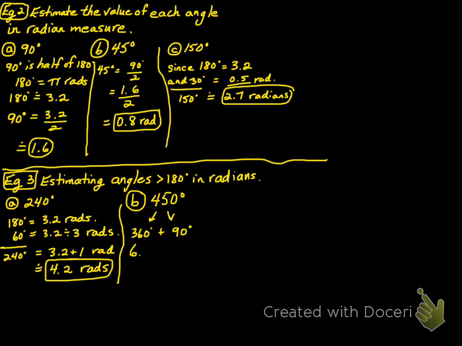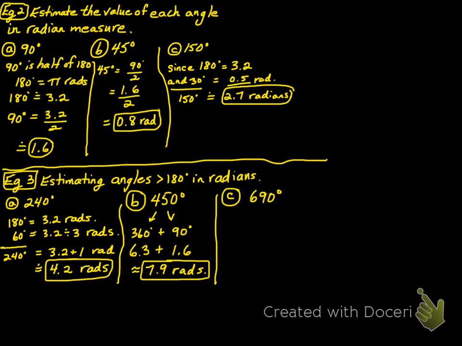For 450 degrees, I'm going to think of this one as 360 degrees plus 90 degrees. 360 degrees is one complete rotation around the circle plus 90 more degrees. Now 360 we said was 2 pi. 2 pi would be 6.28, which is rounded to 6.3. 90 degrees we said was 1.6. To add those together, you're going to get about 7.9 radians.